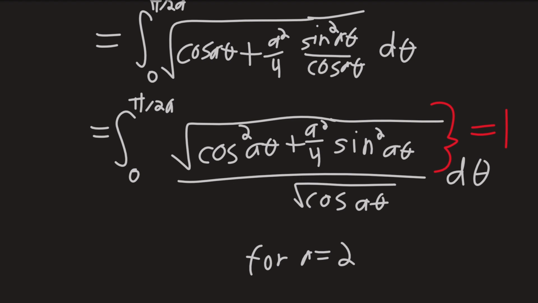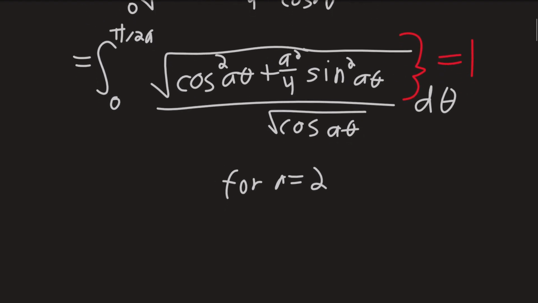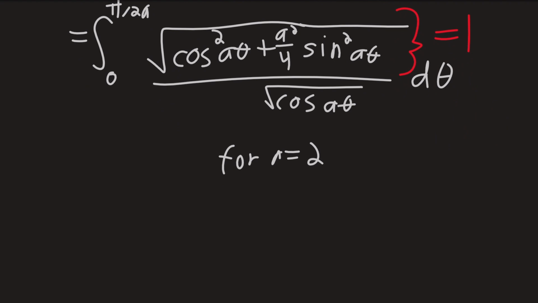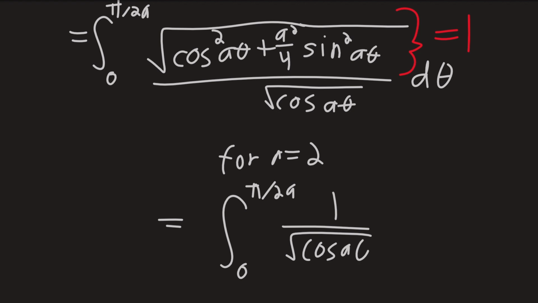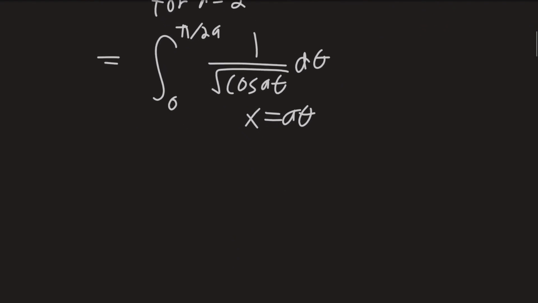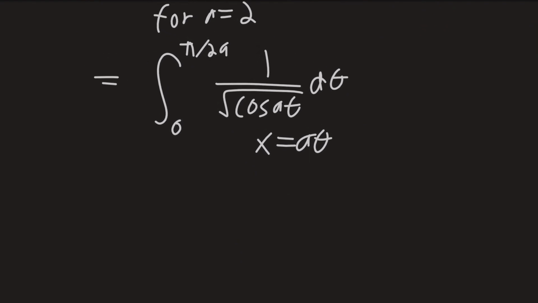But for the time being, we're just going to assume that a equals 2, so we get this slightly nicer integral, the integral from 0 to pi over 2a of 1 over the square root of cosine of a theta d theta. And I'm just going to do a quick substitution, x equals a theta, so we can get some of this stuff out of here. So for this right here, we're just going to have the integral from 0 to pi over 2, much nicer, of 1 over the square root of cosine of x dx.